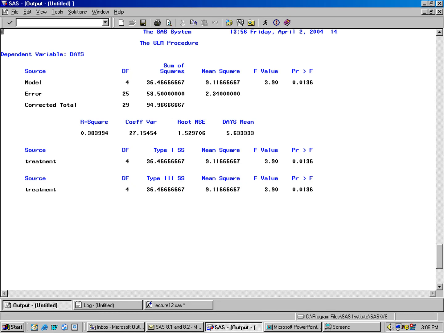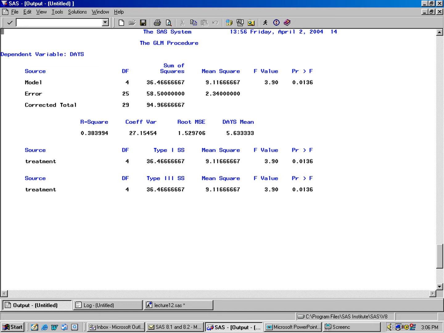And then here is our output. We have our ANOVA table. Notice the degrees of freedom are 4. That's k minus 1. We had 5 categories, so 5 minus 1, 4 degrees of freedom. Then N minus k, where our n in this case was 30, so 30 minus 5 degrees of freedom in the error. Our ANOVA table all fills in, gives us an F statistic, gives us a p-value. Our p-value is 0.0136.